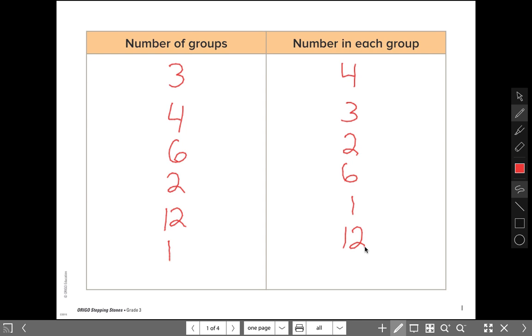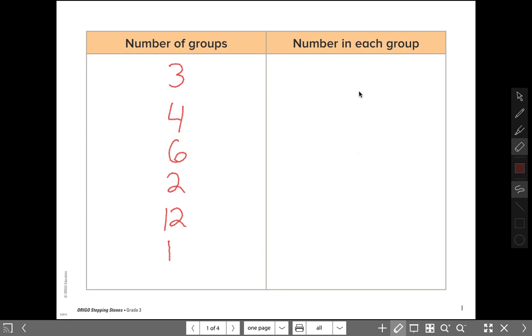Here's a double fact. What's double 6? 12. What's 6 times 2? 12. Okay. What's 2 times 6? 12. What's 12 times 1? 12. What's 1 times 12? 12. Okay. So if you know the total, I could give you just this column over here on the left, and you could figure out this column over here on the right.